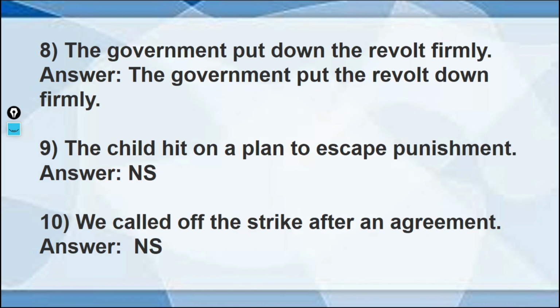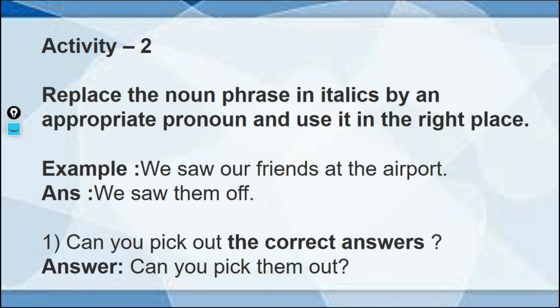The child hit on a plan to escape punishment. Example number 9. The particles are not separable, so NS. We called off the strike after an agreement. NS, again not separable. Now, in this particular activity, we have to replace the noun phrase in italics by an appropriate pronoun and use it in the right place.